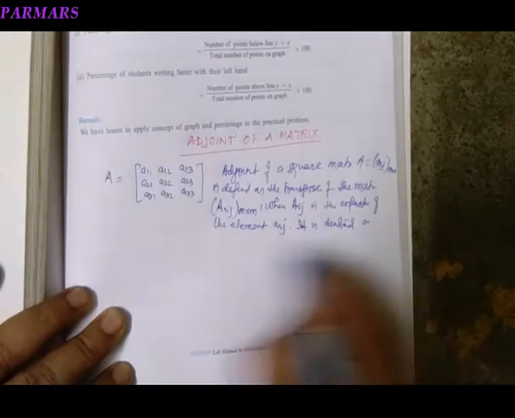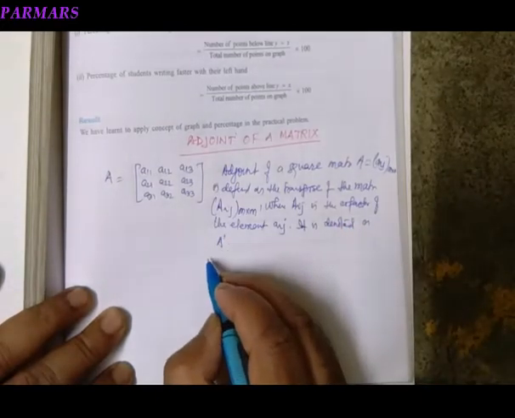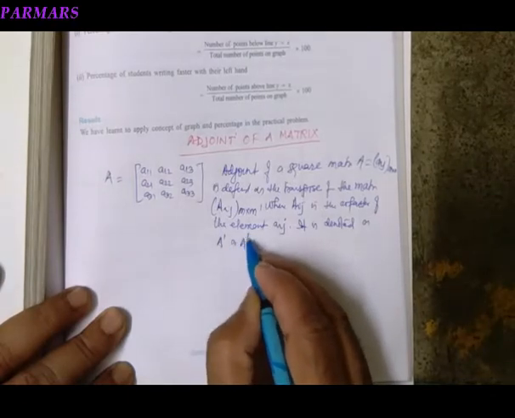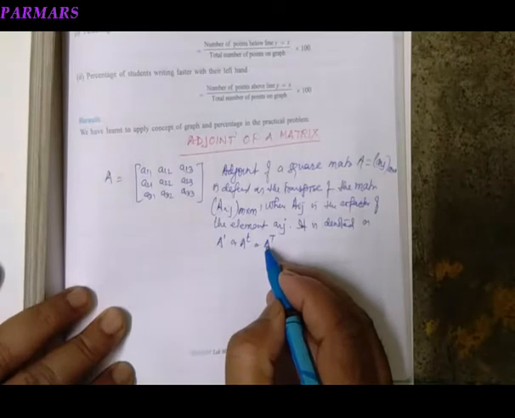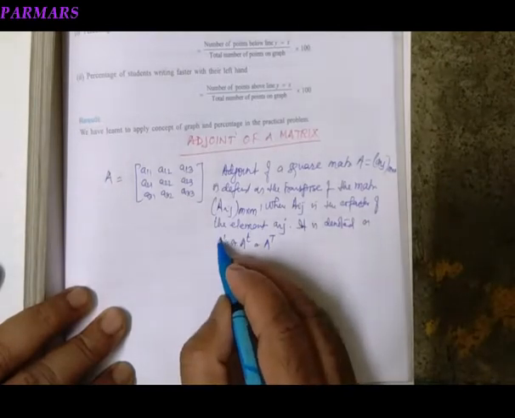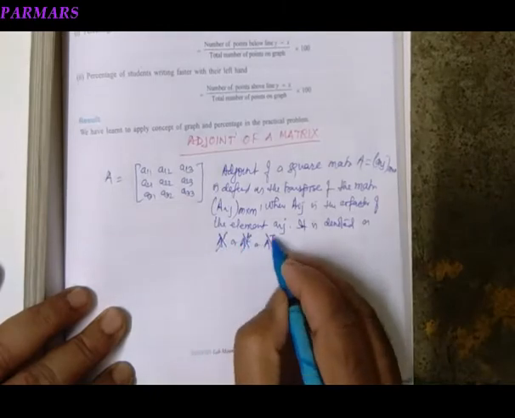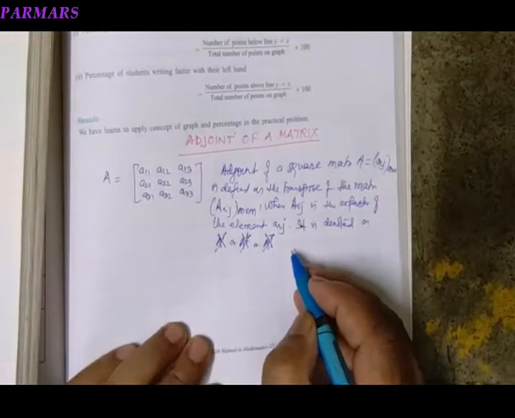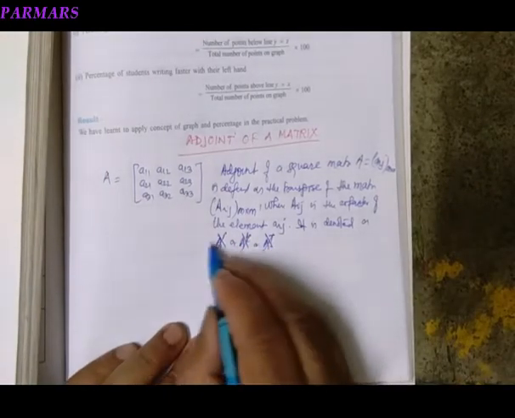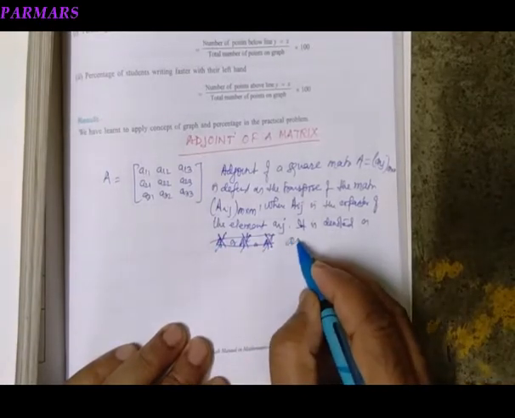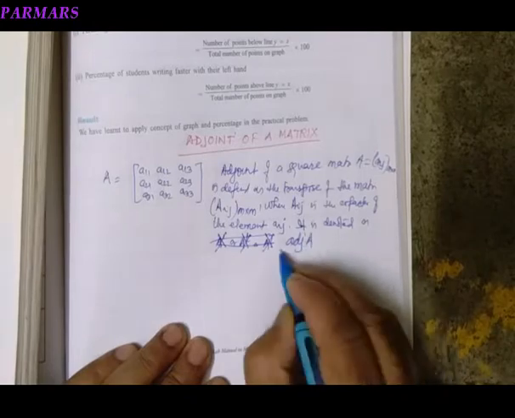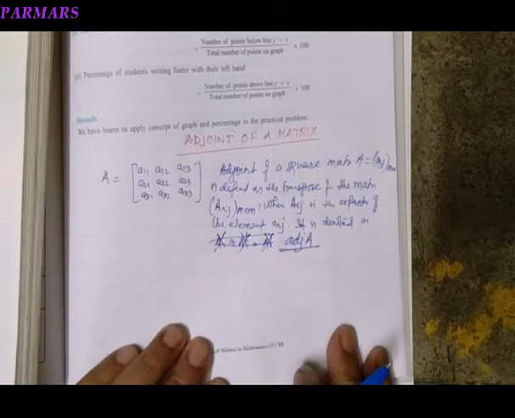The adjoint of the matrix A is denoted as either A dash or A small t or A t. Sorry, this is transpose only, wrong. This is called cofactors का हमें transpose लेना था ना. So this is the transposition of cofactors. It is simply written as adjoint A.